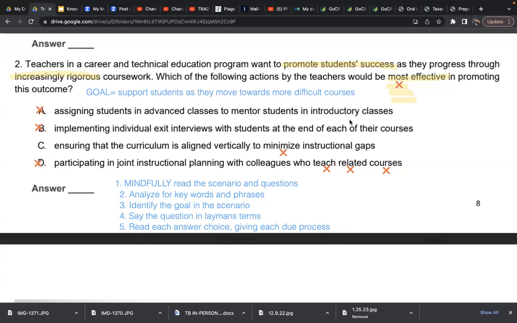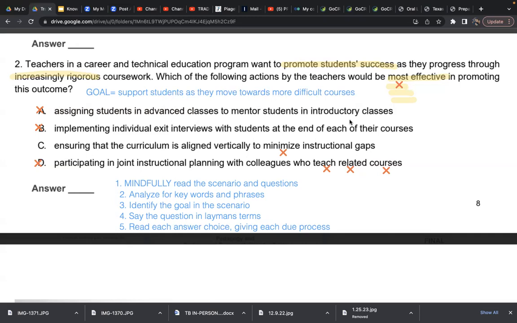But the one that is absolutely most effective is ensuring that the curriculum is vertically aligned so that the seventh graders that take a class get the knowledge, concepts, and skills necessary for them to be able to move to eighth grade and do a little bit more difficult work. And in eighth grade, we teach them the particular knowledge, concepts, and skills so that in the ninth grade, it vertically aligns to minimize those gaps in learning for them. It's those gaps in learning that make it difficult for them to keep up with the rigorous coursework.